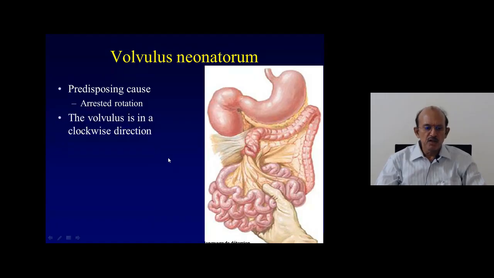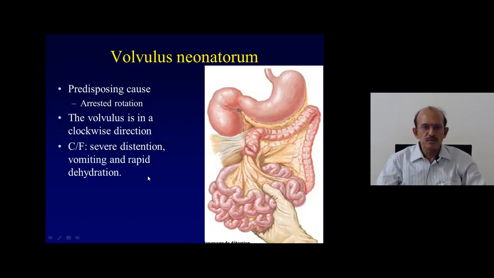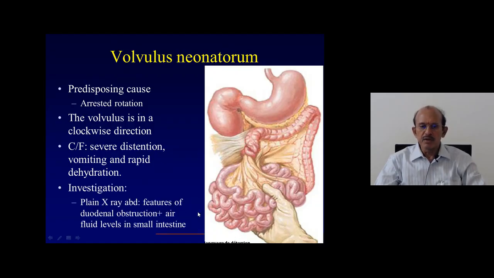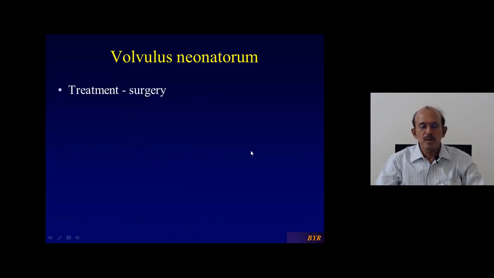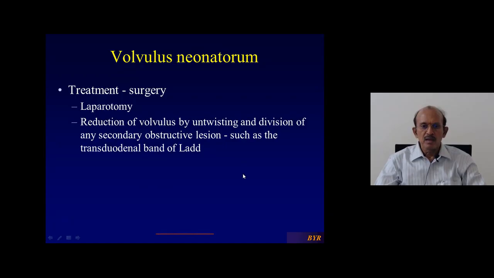The pre-response causes arrested rotation. The volvulus is in a clockwise direction. Clinical features: severe distension, vomiting, and rapid dehydration. Investigation: plain X-ray abdomen shows features of duodenal obstruction plus air fluid levels in the small intestine. Treatment: surgery. This is laparotomy. Reduction of volvulus by untwisting and division of any secondary obstructing lesion like transduodenal band of Ladd.